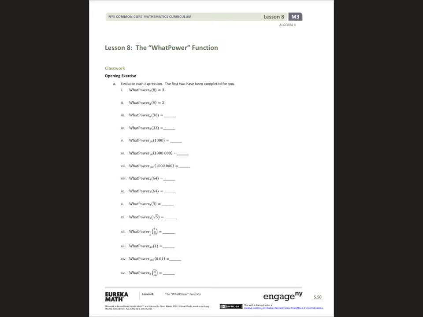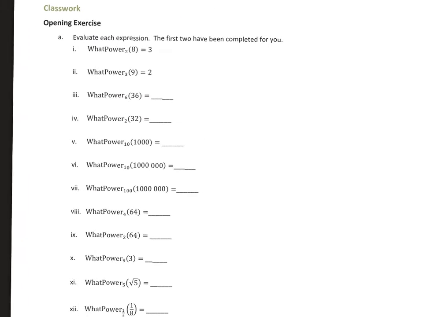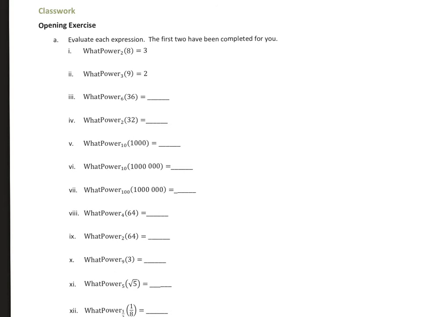So basically, logarithms can also be called the "what power" function. If you're noticing these examples right here, they did the first couple for you. I want you to evaluate each expression. It's important to be able to evaluate some of these without a calculator, so this is a good place to start. So basically, it is wanting us to figure out what power do I raise 2 to get 8.